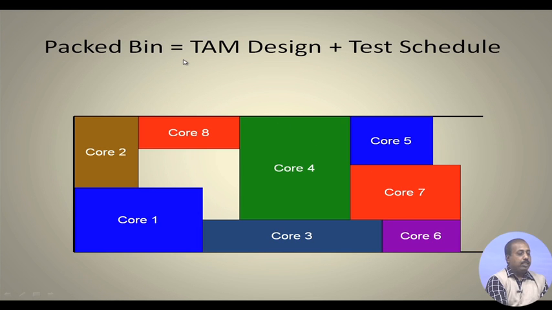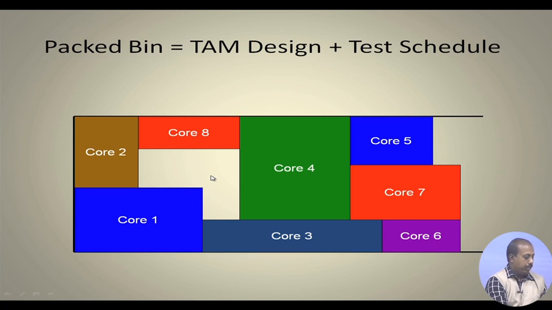The packed bin gives us the TAM design plus test schedule. Suppose after doing this packing we see that this is the distribution. Core 1 is tested in this time, core 2 is tested at this time, core 3 is tested here, core 8 tested here, and these widths are also known. How many bits we had assigned for the rectangle that we have chosen for core 1 gives me the width of this TAM that is used here. Similarly for core 2, this gives me the width of the TAM that is used for testing core 2. And so on.